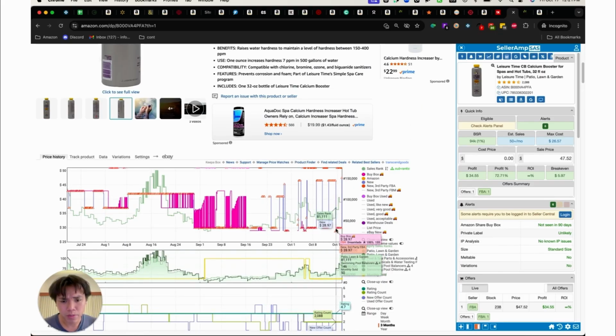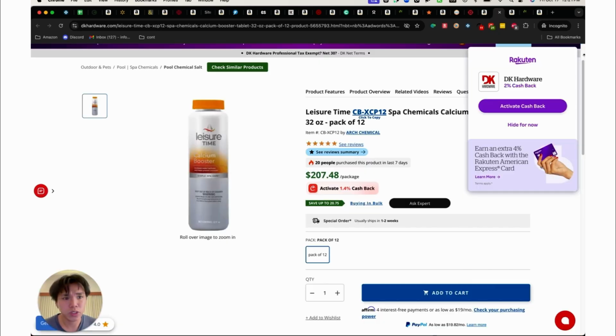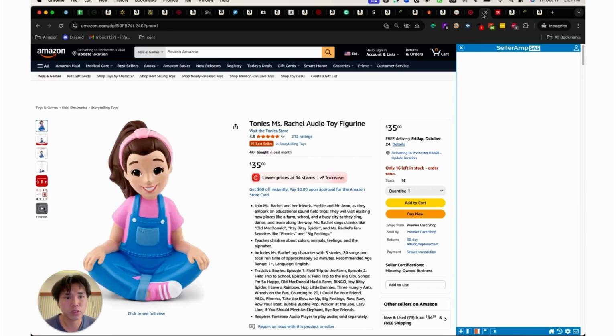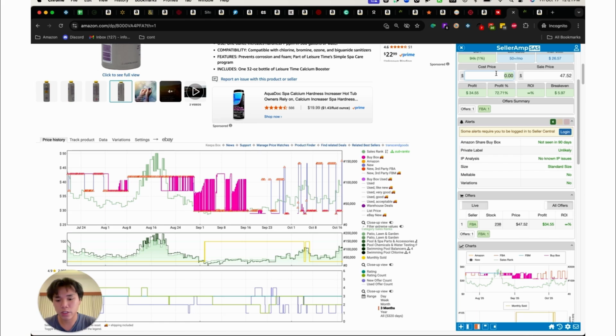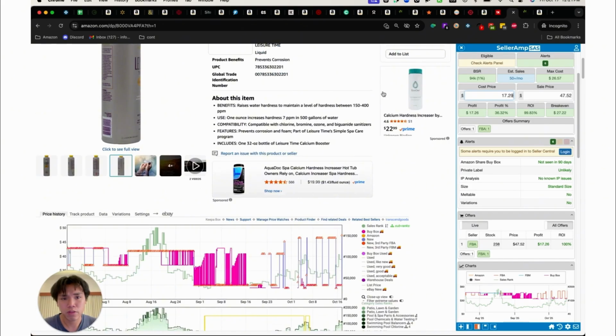Let's see. The lowest price here is $30, and then it bounces to $46. Right now the price is at $47. So let's take a look. $207.48 for a package of 12. So we just do the math real quick. $207.48 divided by 12 here. So our cost is going to be $17.29 for a 32 ounce.